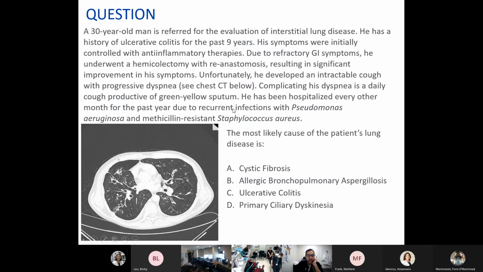And here you see on his CAT scan diffuse bilateral bronchiectasis, and you can see this extending all the way to the periphery with associated mucus plugging. The most likely cause of the patient's lung disease is A, cystic fibrosis, B, ABPA, C, UC, or D, primary ciliary dyskinesia.